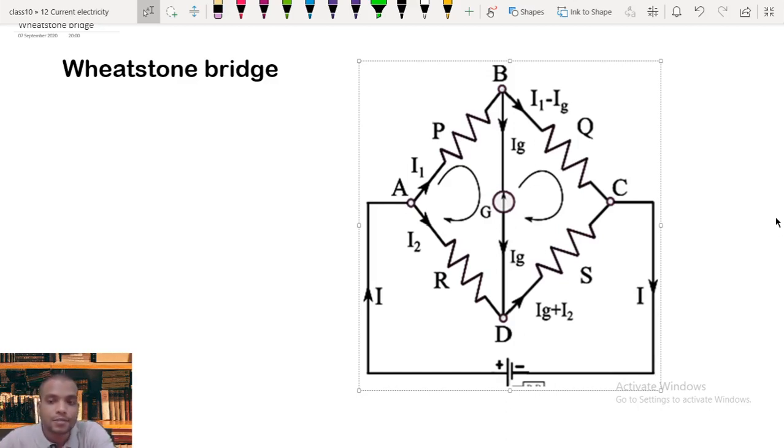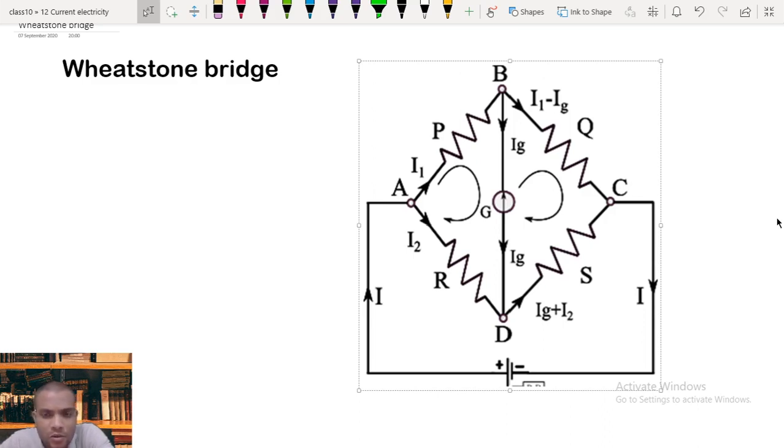Hi guys, let's try to understand today's class, Wheatstone's bridge. This is one of the applications of the Kirchhoff laws. The Wheatstone's bridge is an arrangement of four resistances. It is used to determine one of the resistance values very quickly and accurately in terms of the remaining three resistances.